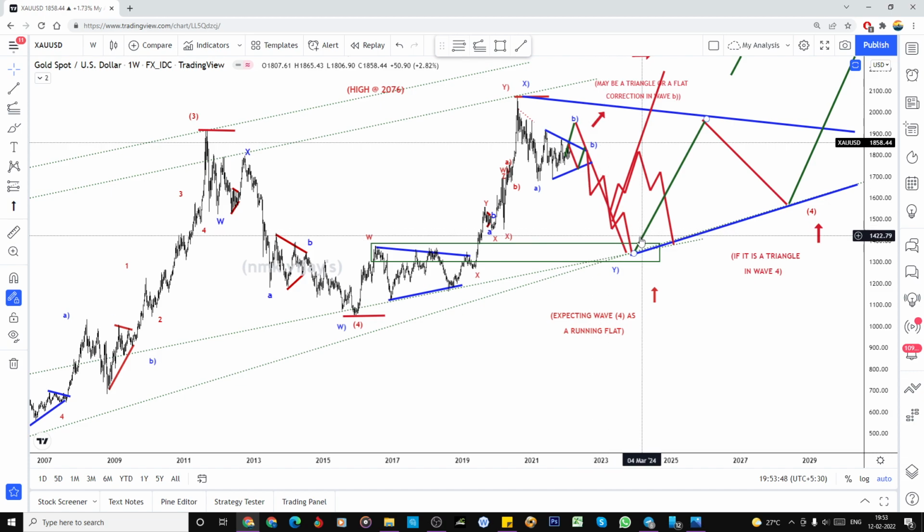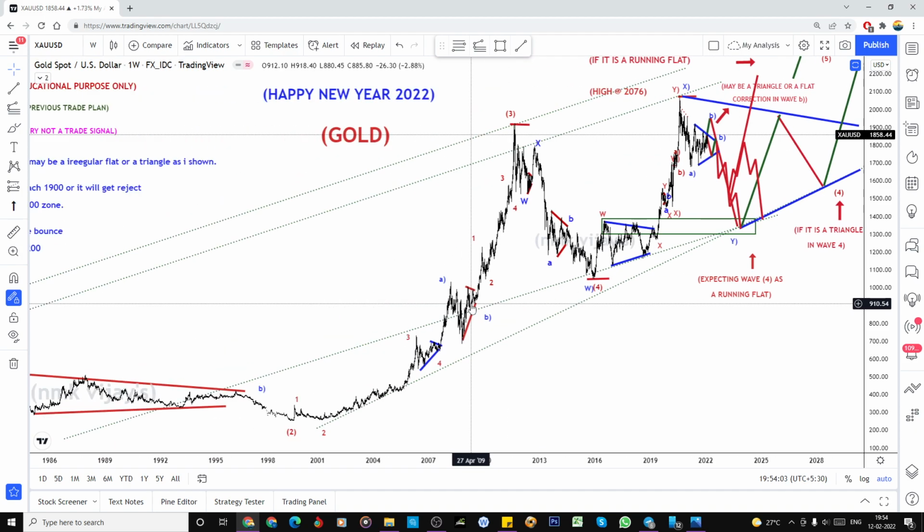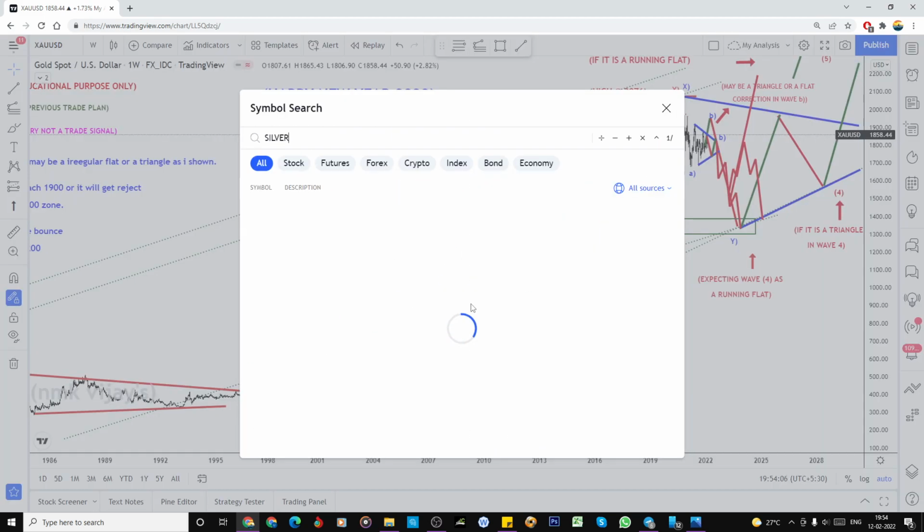But the target is fixed for me, the destination is fixed for me. So we have to wait for this wave formation to complete, whether it is going to be an irregular flat or a triangle, that we will see later. So next we will move on to silver.